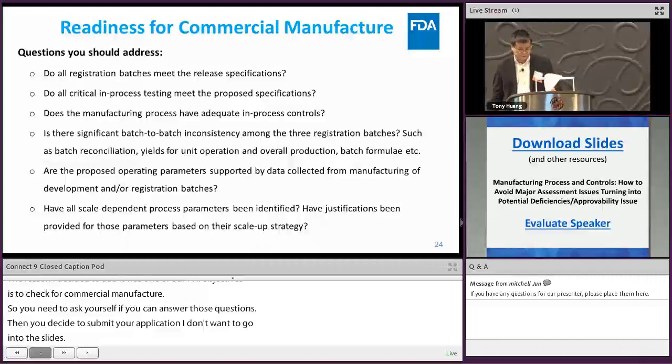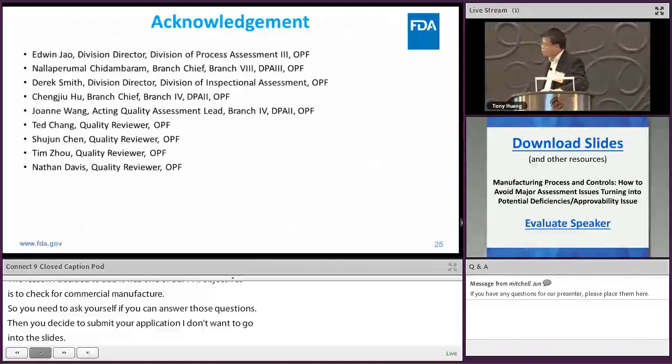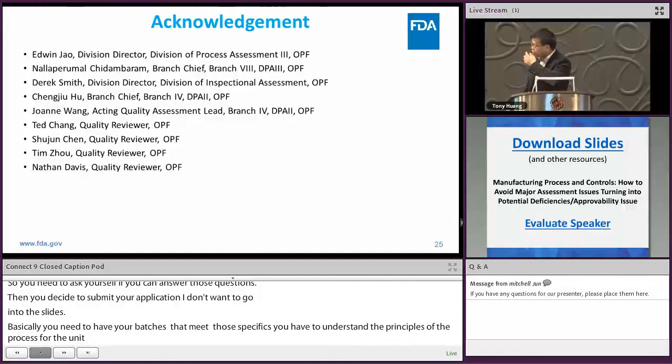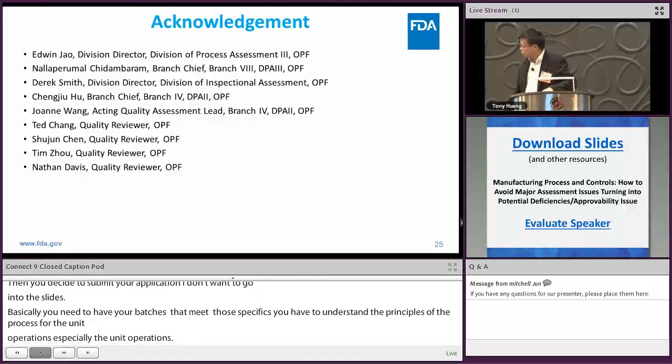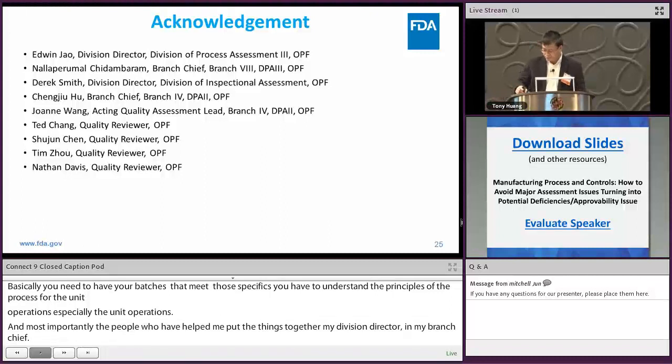And lastly, and most importantly, the people that helped me to put those things together: Edwin Yao, my division director, and Nalaparam Chidabaram, my branch chief, and all other reviewers and colleagues that helped me to identify and find those information and provide me some consultation during this process.